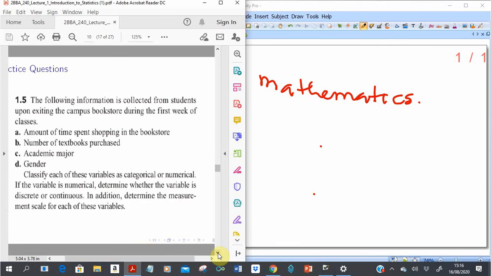The other question, I'll leave the last question for you to do. You have to classify these variables as categorical or numerical. If the variable is numerical, determine whether it's discrete or continuous. Discrete variables can be counted using counting numbers like 1, 2, 3, 4, 5. Continuous variables can still be counted, but they contain points, like 1.2, 2.5, 6.8. Those variables that can be counted but can only be put on a continuous scale are continuous variables.